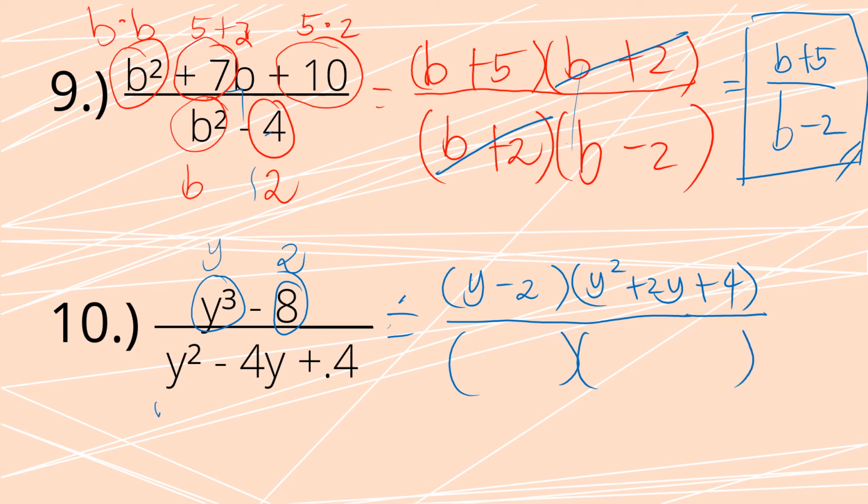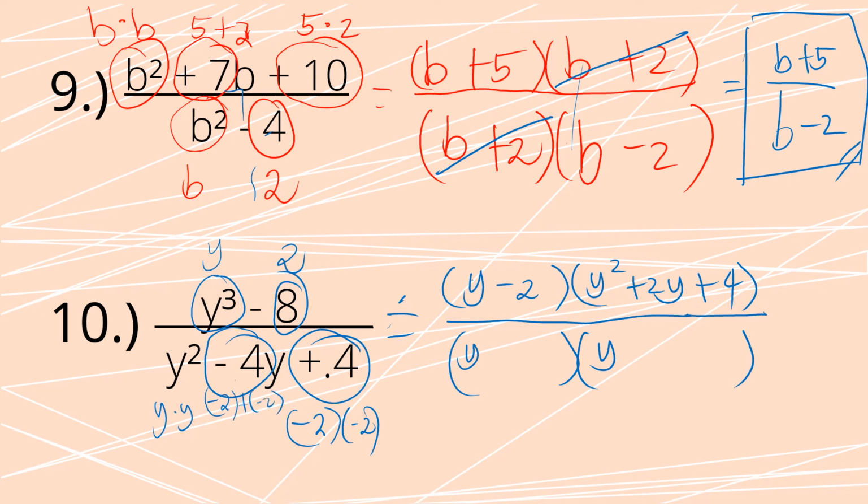So y squared, wala tayong problema. That is y times y. So now, ano ba yung dalawang number that when you multiply, you'll get positive 4, and when you add, you'll get negative 4. Okay, so that will be negative 2 times negative 2, di ba? Kasi pag inadd mo yan, parehong negative, so the sum should be negative. So we have y minus 2 and y minus 2.